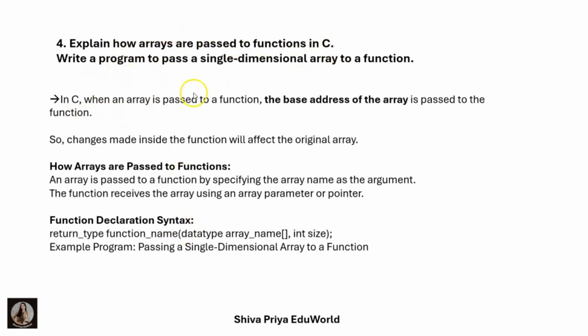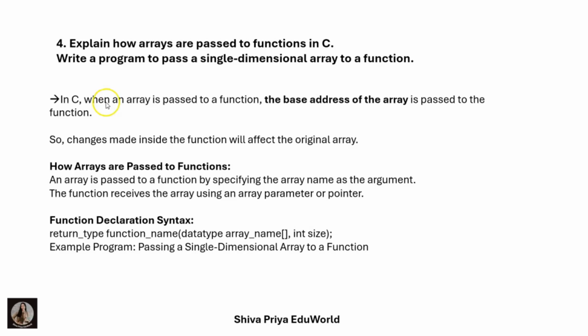How are arrays passed to functions? Write a program to pass a single dimensional array to a function. Let us see. In C, when an array is passed to a function, the base address of the array is passed to the function. So if I make any changes inside the function, that will affect the original array as well.